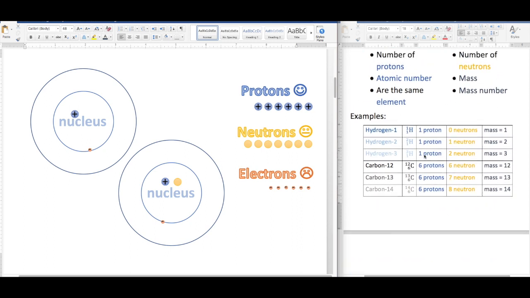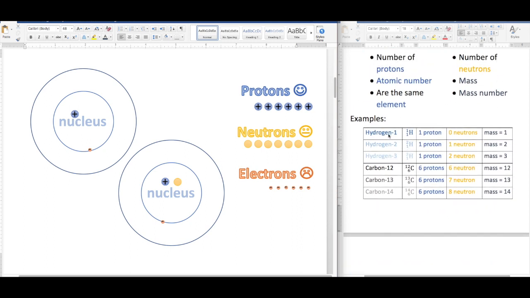Hydrogen can exist as hydrogen 1, 2, or 3, and the number after the hyphen is the mass, the total mass, 1, 2, or 3. So as we said before, hydrogen 1 has 1 proton, no neutrons, and therefore a mass of 1, and that's what's right here. Mass of 1 because there's only one particle in the nucleus.